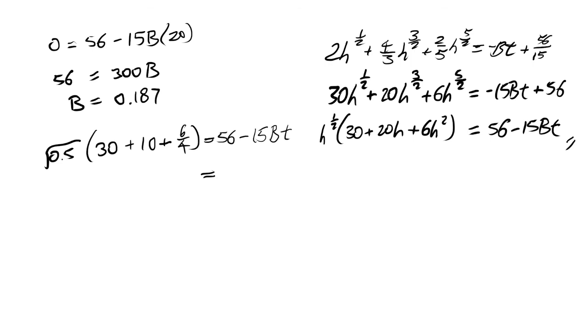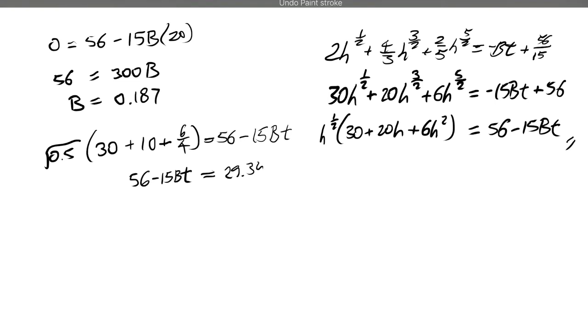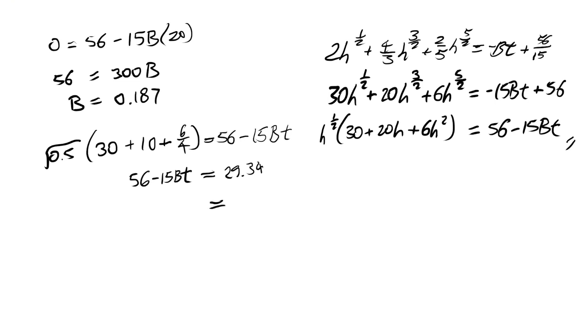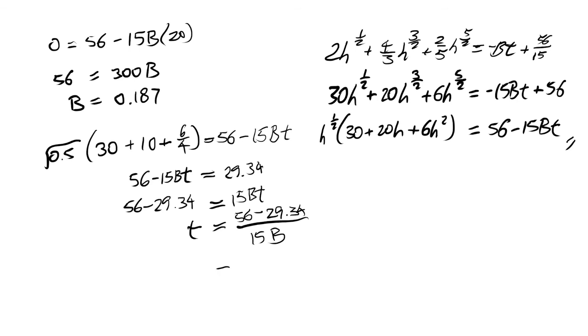And so essentially you want to use your calculator. So we know that 56 take 15bt is just, calculator gives me 29.34. And if you rearrange to 56 take 29.34 is 15bt, and you divide both sides by 15b, you get 56 take 29.34 on 15b, and that gives you 9.52 seconds. And so that is it for this paper.